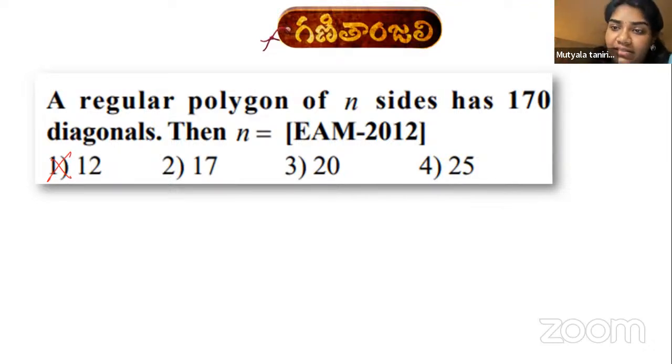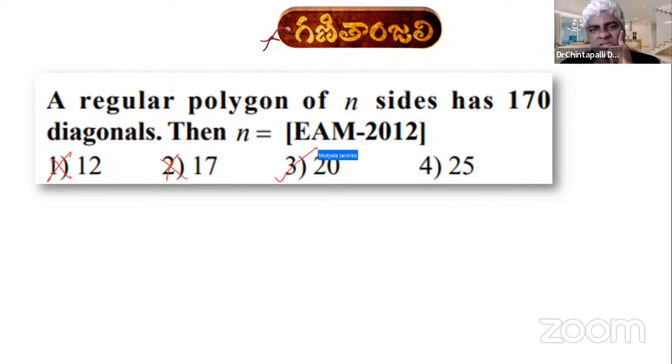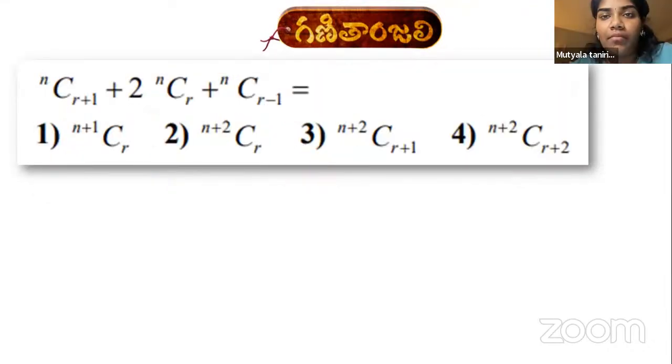It's not 17, sir. Are you sure? 17 times 14. 7 times 14, 238 by 2. 17 times 7 cannot be 170 because it ends with 0. So it's option 3, sir. Yes, that's good. 20 times 17 by 2. That's 340 by 2, 170, sir. That's good. Do you remember it's the previous question?